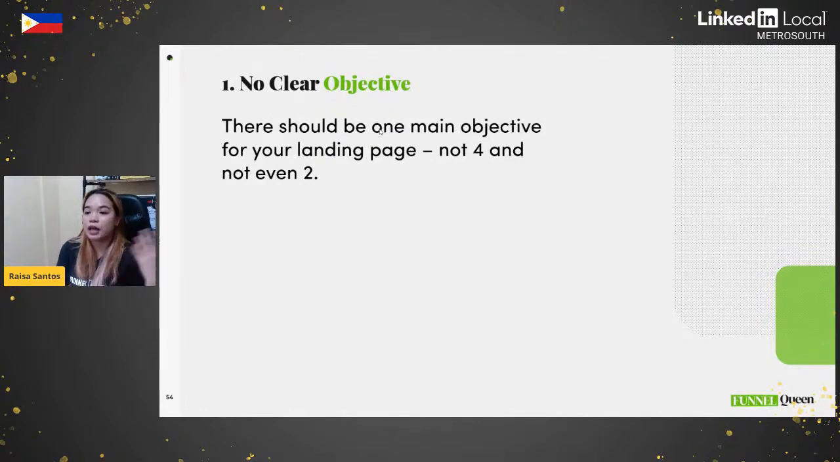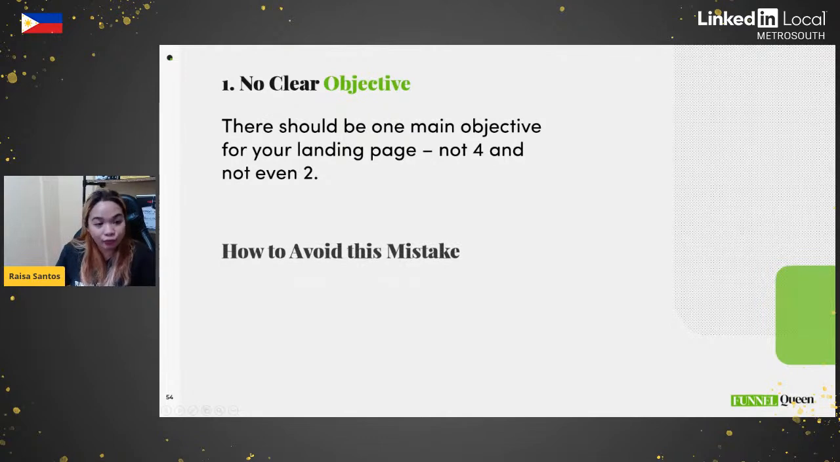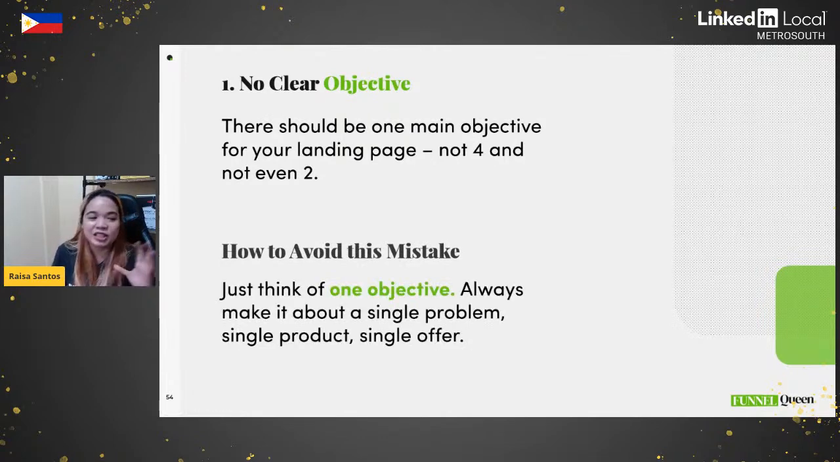If the objective is to get them as a lead, then that's your main objective. If your objective is to get them to watch the video or to sign up for a webinar or to purchase your product, you just need one goal. One landing page, one goal. One clear objective, right? How can you avoid this mistake? Just think of one objective. Always make it about a single problem, single product, single offer. All right? Think about that one main objective.